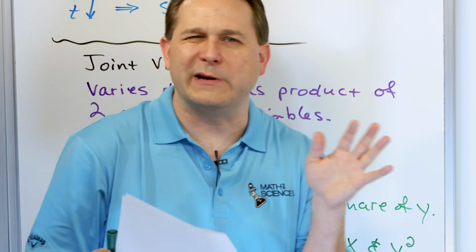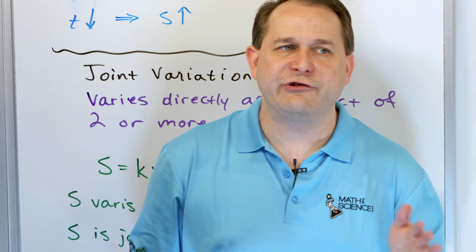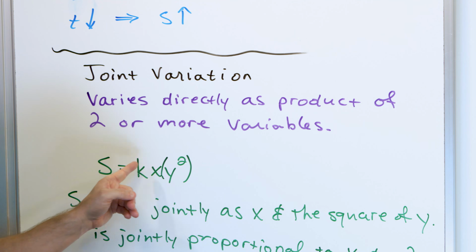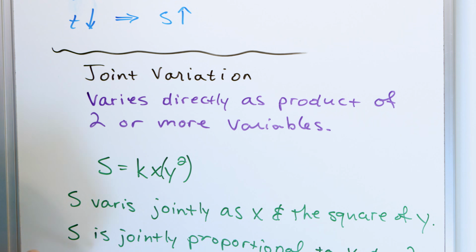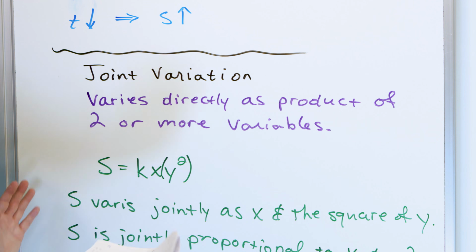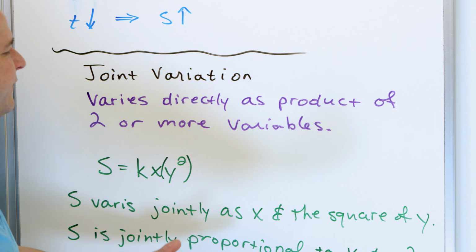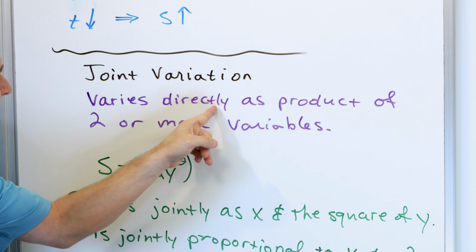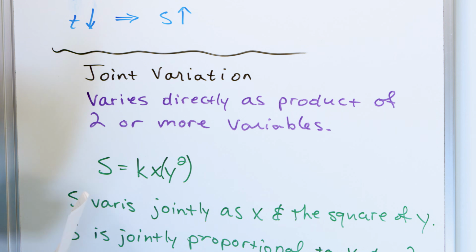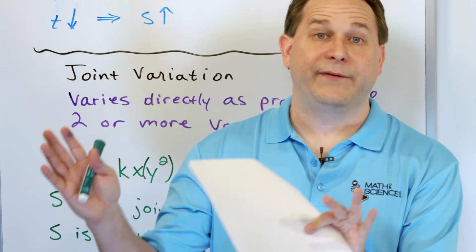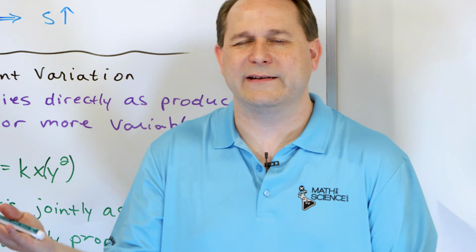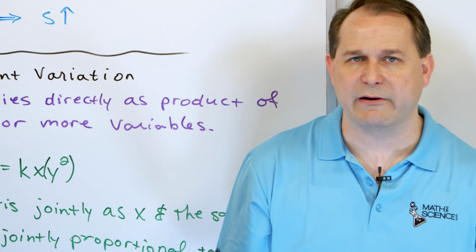A lot of this stuff is terminology. When you have a joint variation, it just means you have a direct variation between two different things. We have a direct variation between s and x. We have another direct variation between s and the quantity y squared. But since they're all together in the numerator and they're multiplied, we say that we have a joint variation. Joint variation means it varies directly as the product of two or more variables. So we have a joint variation between x and y squared. So we've talked about direct variation, inverse variation, and now joint variation, which is basically just direct variation with two or more variables, right?